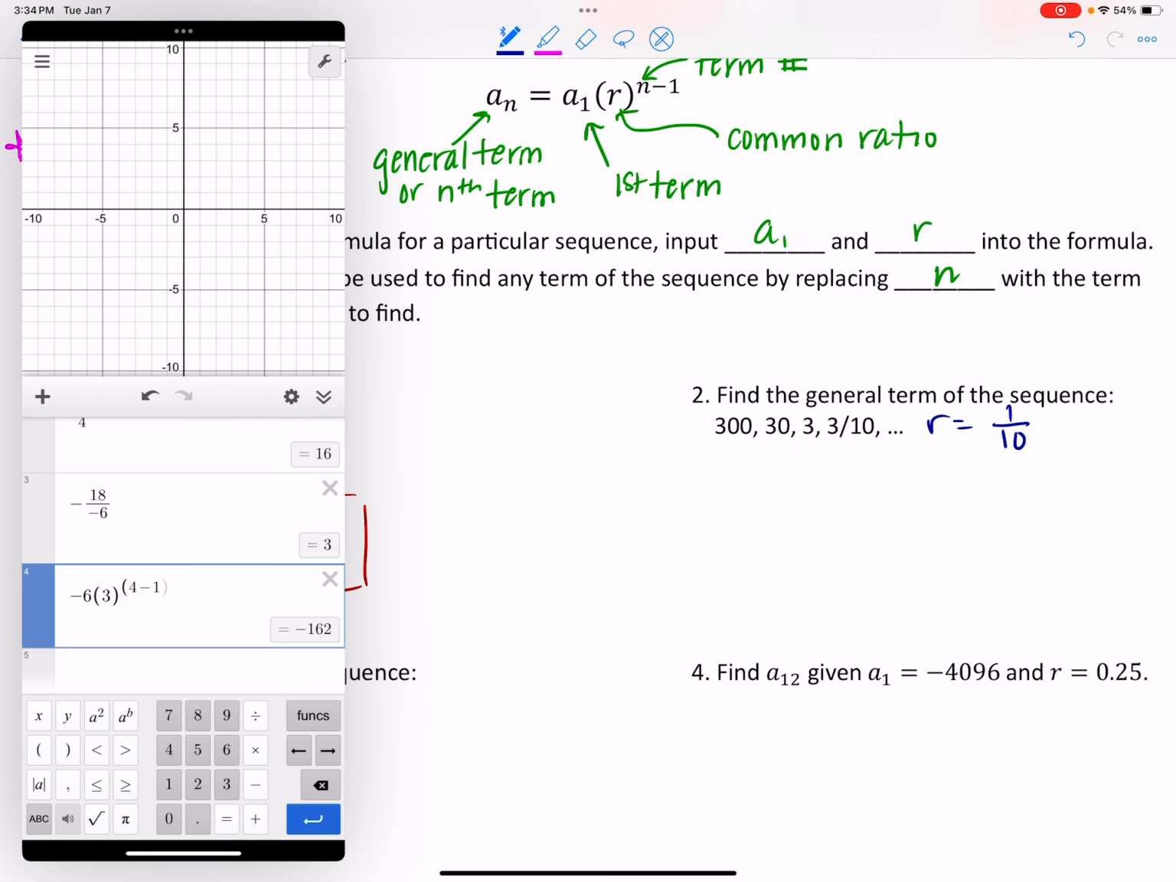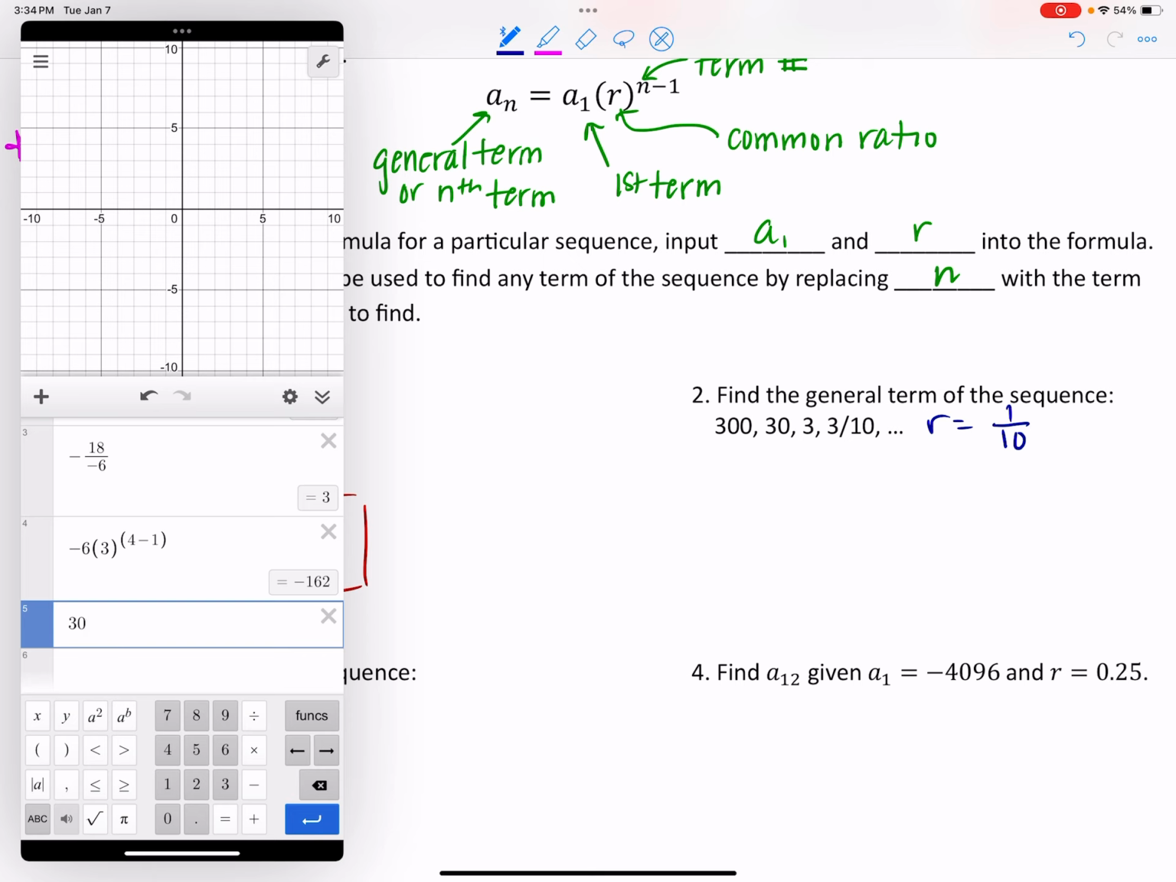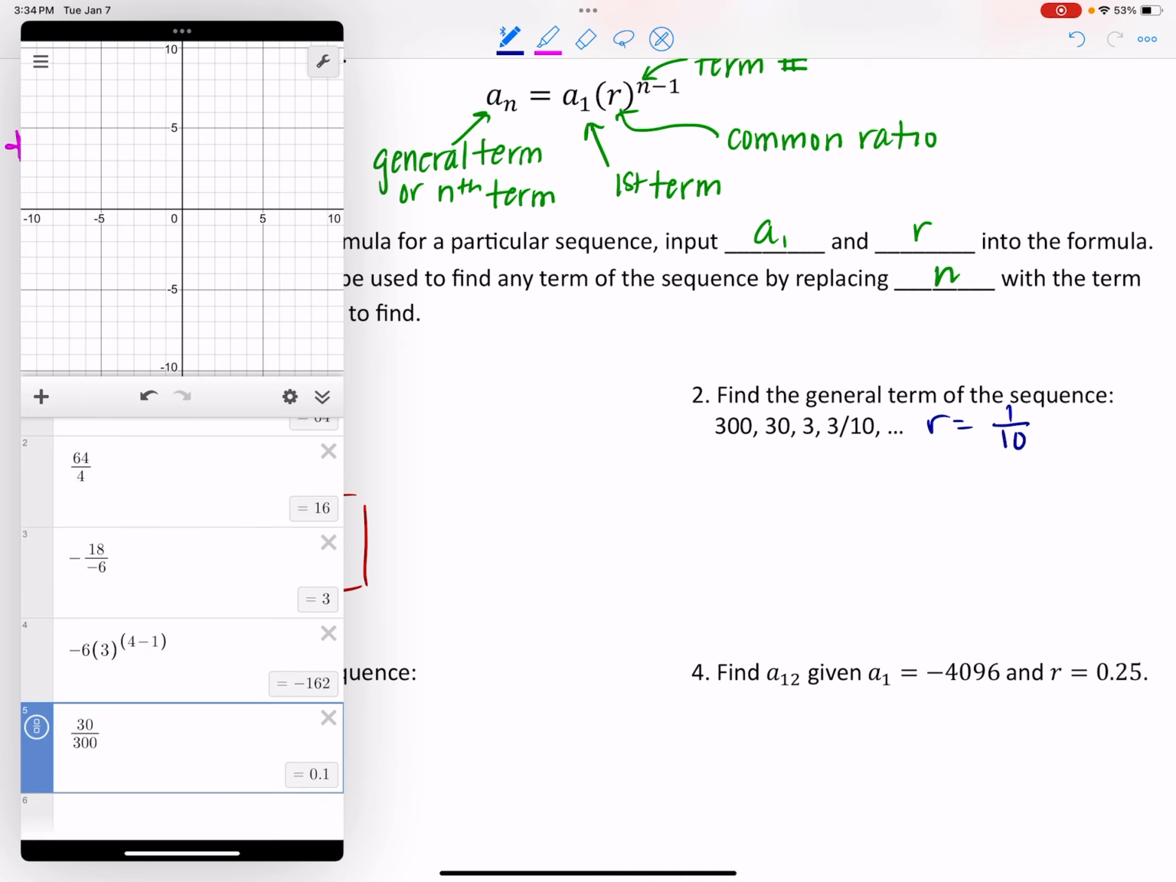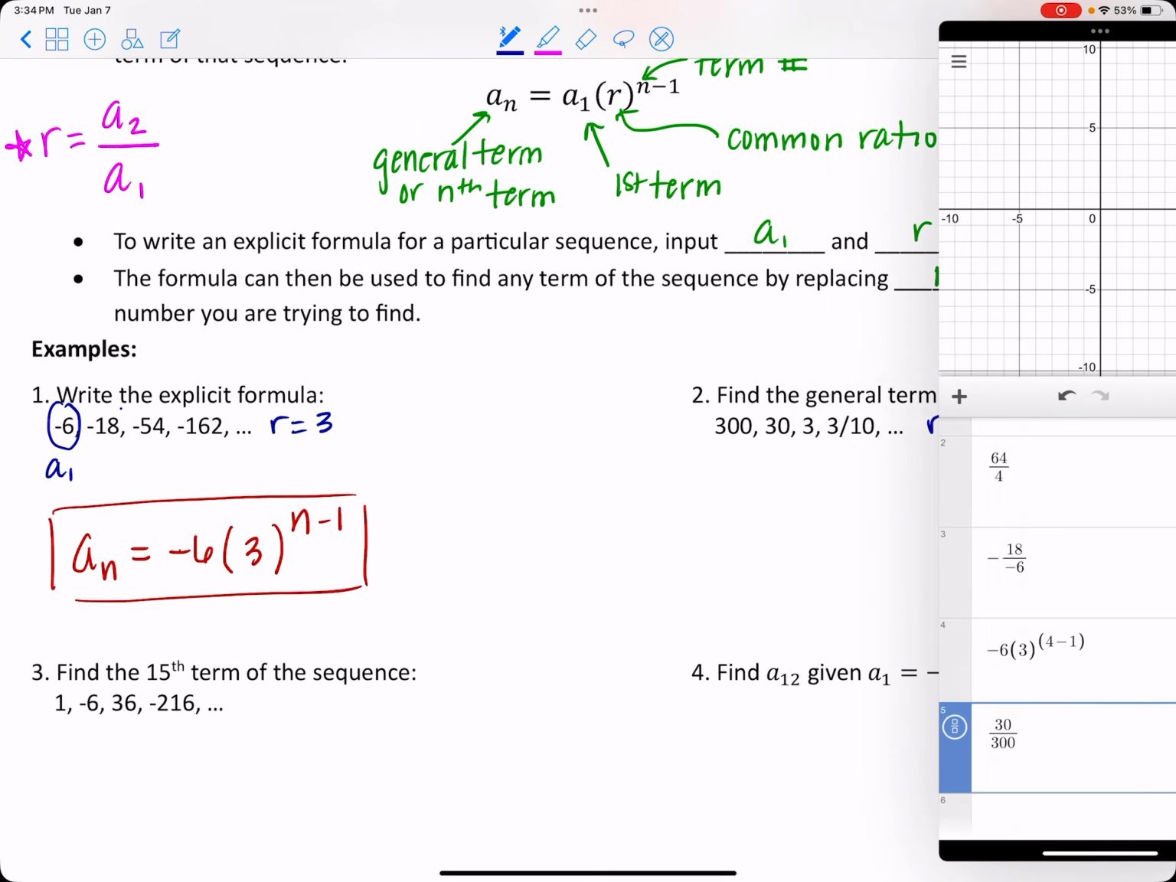And if you're not sure about that, again, take your second term and divide it by your first term, and you get 0.1. If you notice in Desmos in the blue there's a little button where you can change from a fraction to a decimal. So I can go back and forth. I prefer the fraction version, but decimal would be fine too. So you get 0.1 or 1/10 for that common ratio.